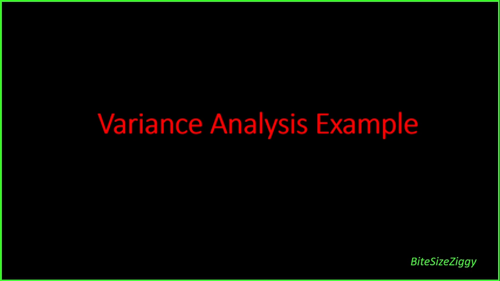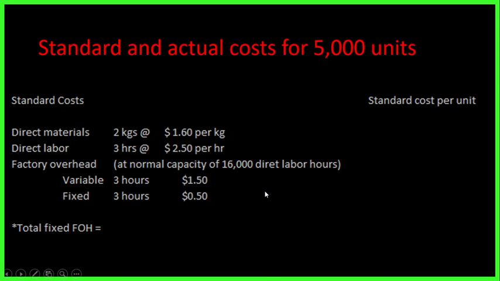Okay, so this time we're going to have an example on variance analysis. We'll be computing the different variances coming from direct materials, direct labor, and variable overhead. Now, this will be our example, okay? Given the following actual cost and standard costs for 5,000 units.